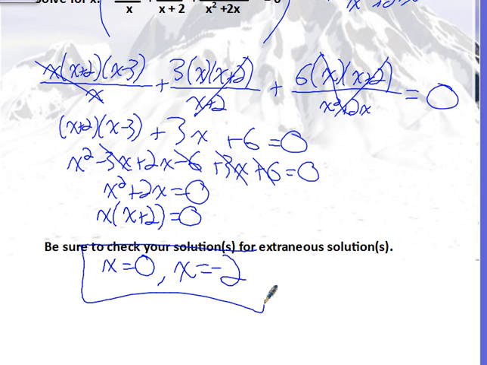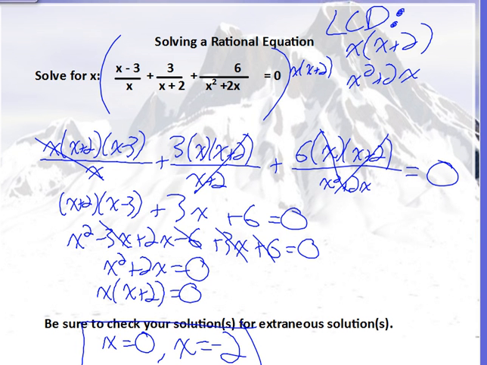Here's my solutions. Now, as it says there, I need to go back and check and see if those will work. Okay? So I plug in 0 in my original function right off the bat. Can I have a 0 here? Absolutely not. You can't divide by 0, so that's not a solution. I check negative 2. Look at this. Negative 2 here is going to give me a 0 in the denominator, so that's not a solution.